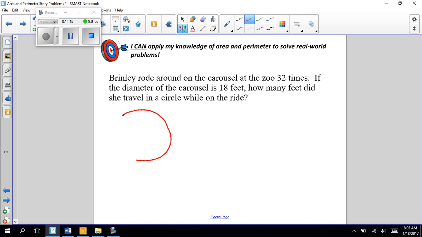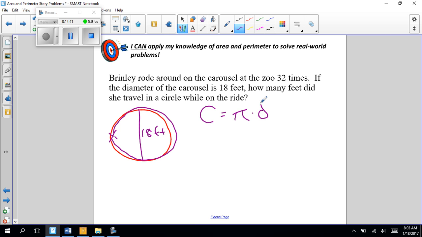All right, I'm going back to my drawing. I got my carousel here. I'm going to draw Brinley just so I have her, so I've got her on the X. She is going around that carousel 32 times. I know the diameter is 18 feet. If I'm trying to find the distance around a circle, which is what this question is asking for, that's circumference. I know the formula for circumference on my pink sheet is pi times diameter. If you didn't know that before, why don't you pause it right now again and try and go through this on your own one more time.